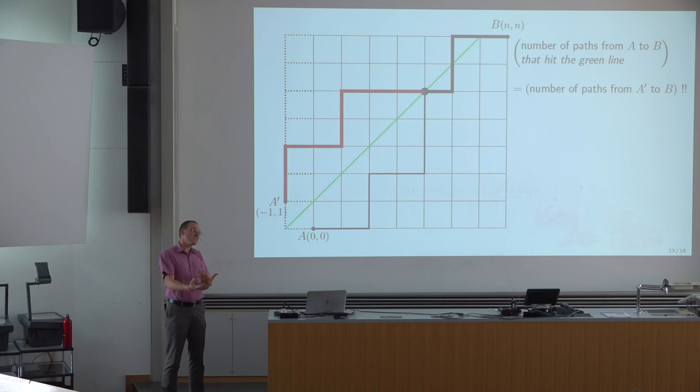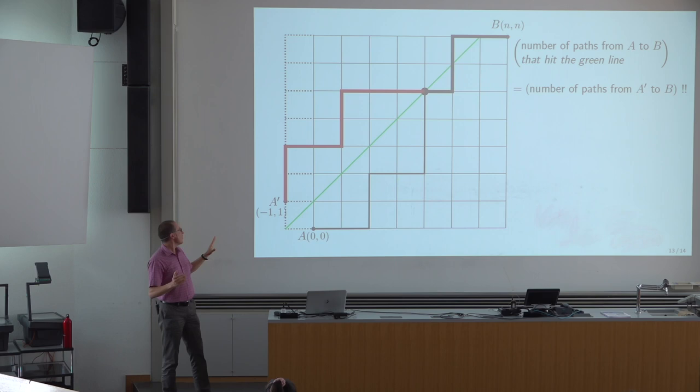It should be similar to what we did to count the total number of paths from A to B. Now, paths from A prime to B. By the way, before we even do that, I'll give you the floor in a moment. Are there fewer paths from A prime to B than there are from A to B? This is just to check. Yes?